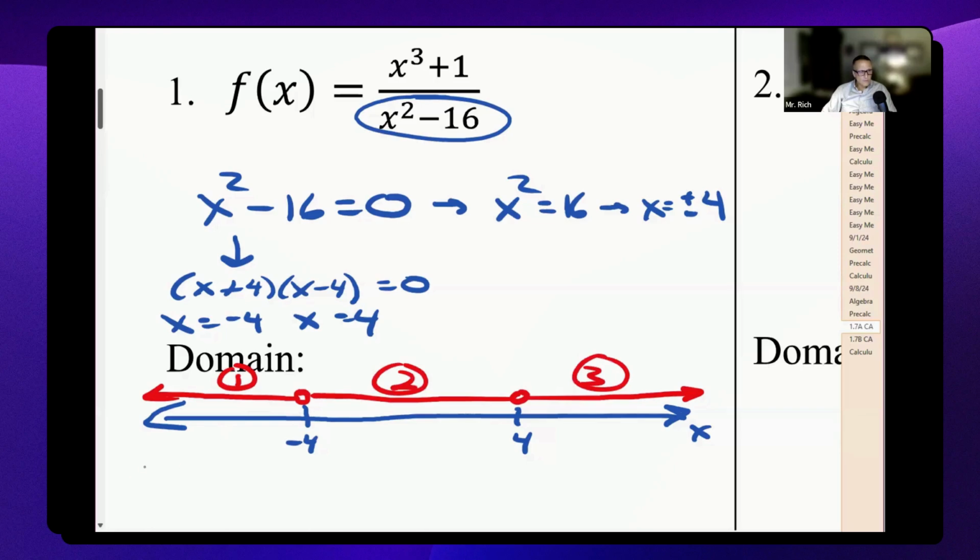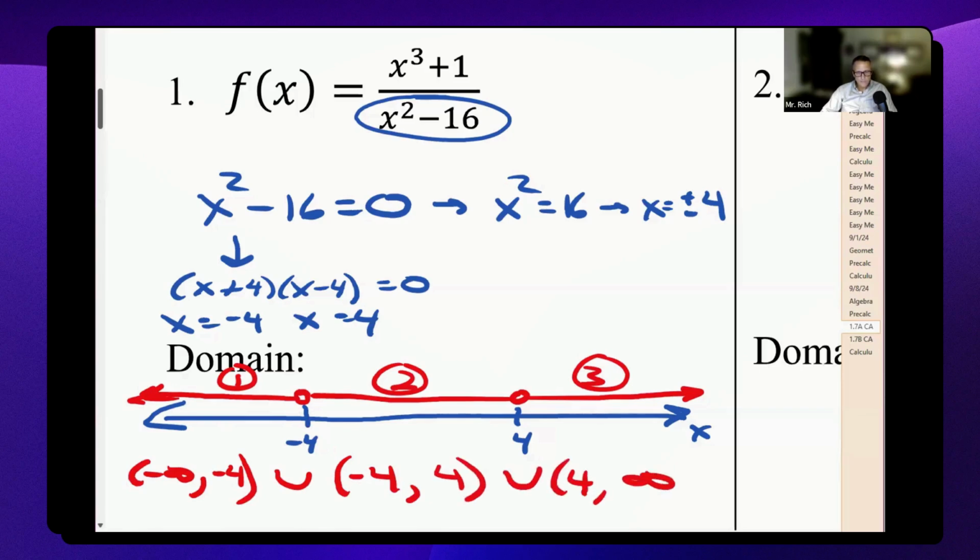Well, this interval would be from negative infinity, because this thing's going all the way out towards negative infinity, from negative infinity up to, but excluding, negative 4, unioned with the next one, which starts at but excludes negative 4, goes to 4, unioned with 4 to infinity. That would be the domain for this particular rational function expressed in interval notation.